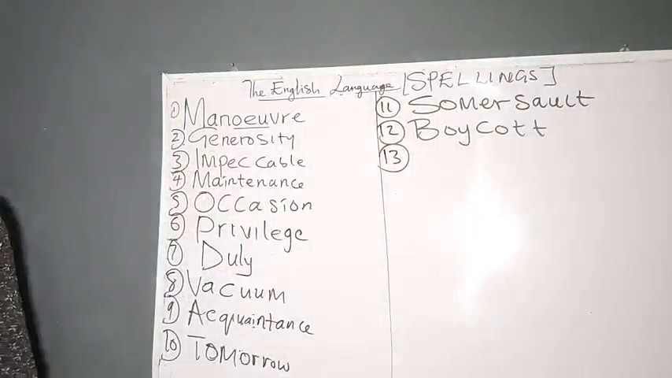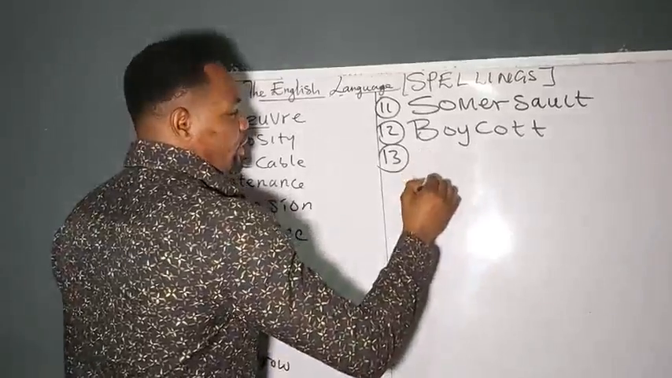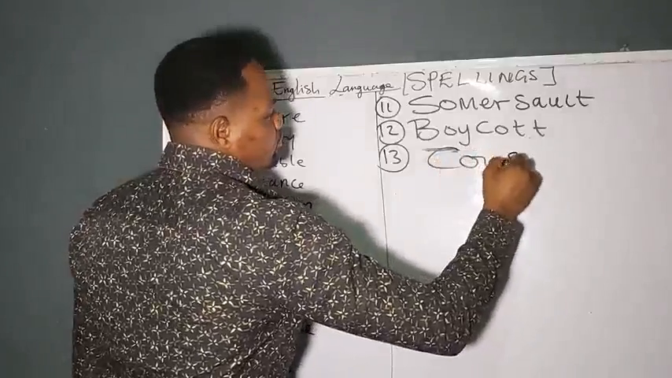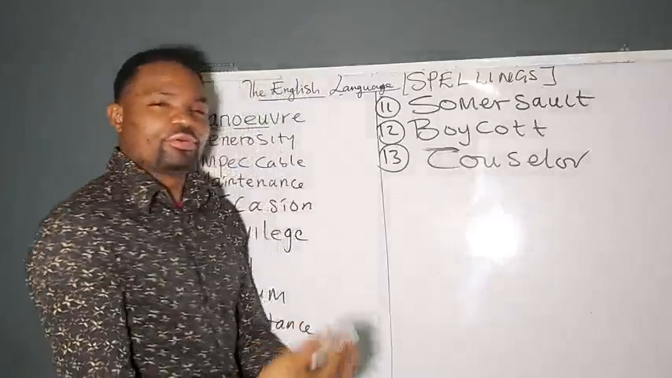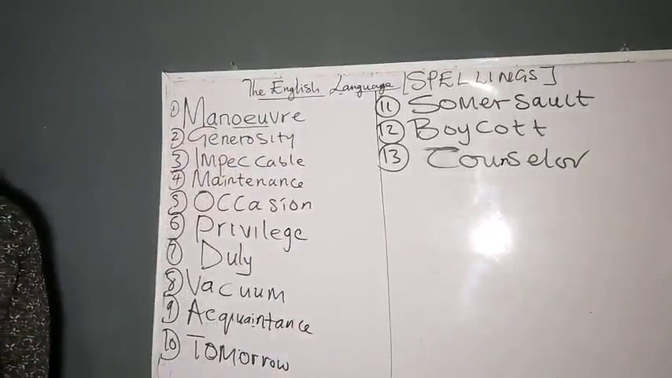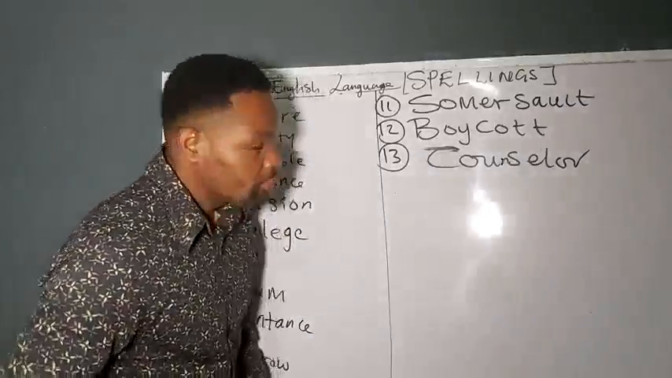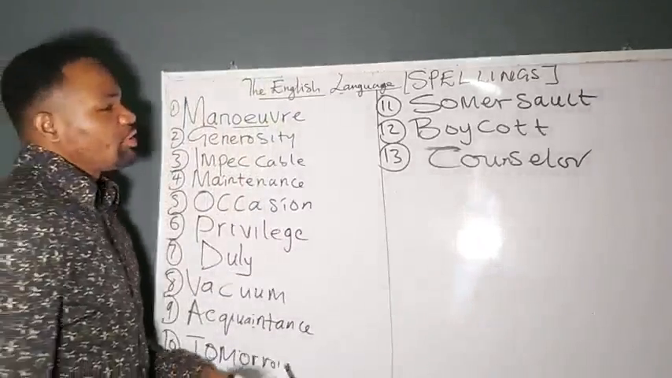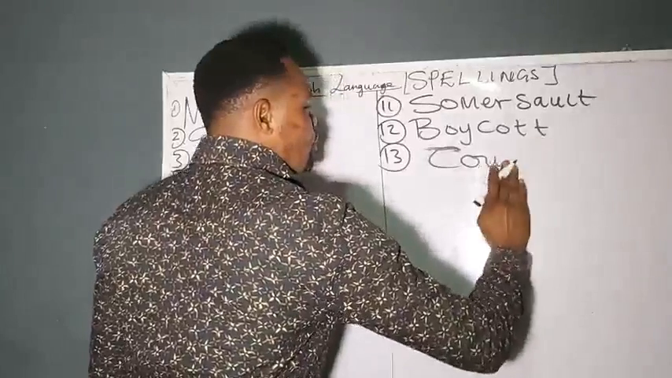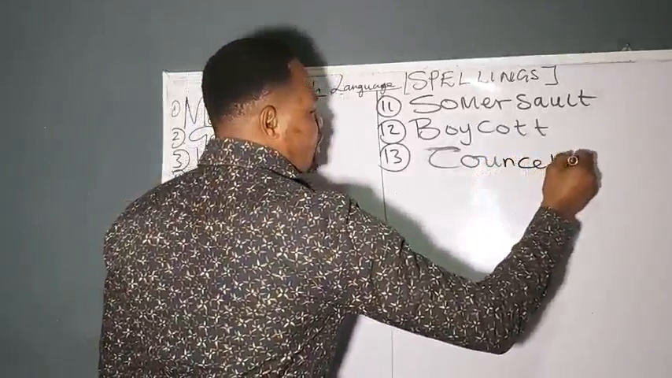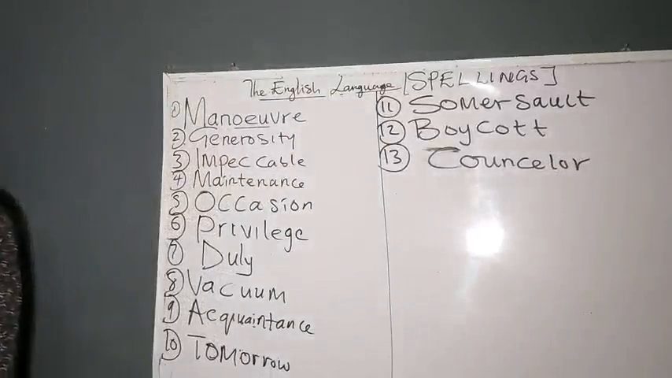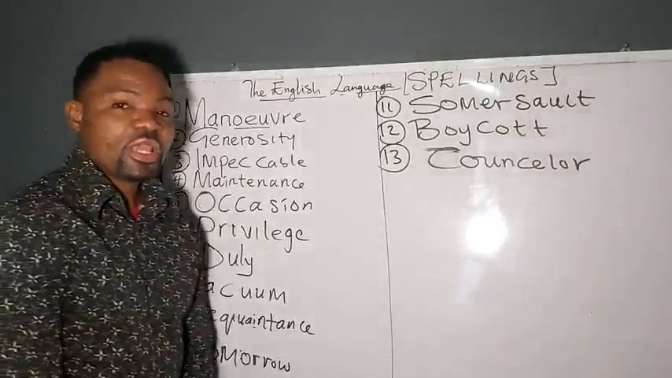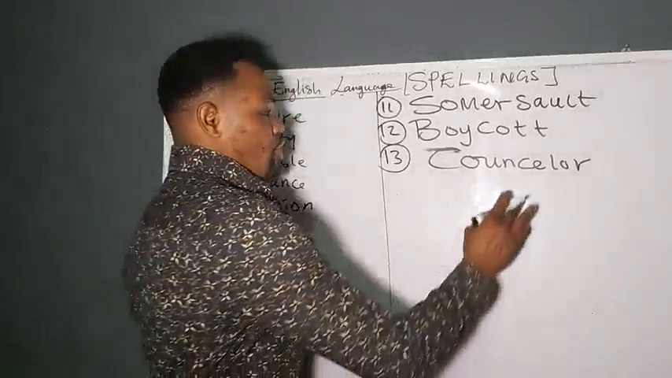Then we have the word counselor. Please note there's a clear difference between this person and the one that will be voted for in your area. So this is a council, okay? Council. Then we have counselor. So the counselor is the one that you vote for in your area. Counselor. Have you marked? Oops, you're wrong.